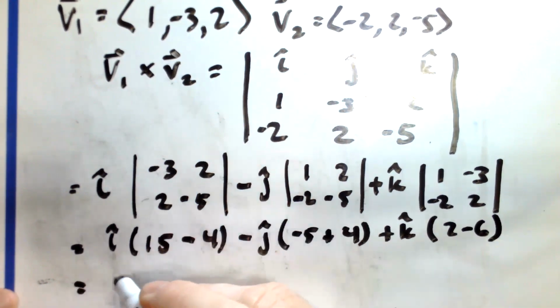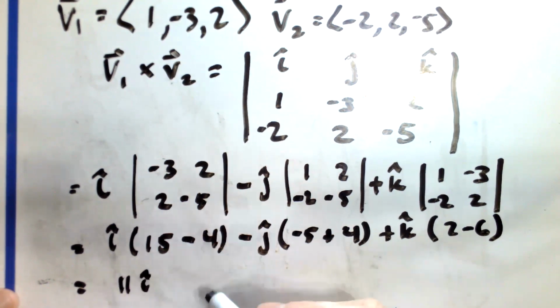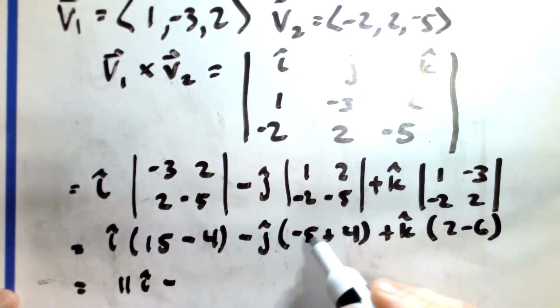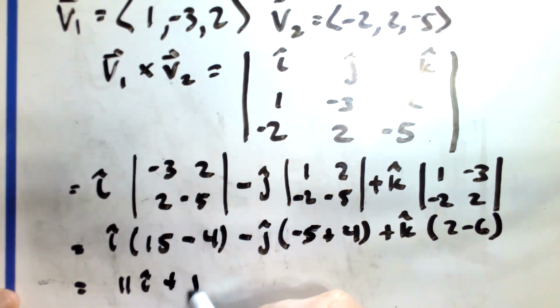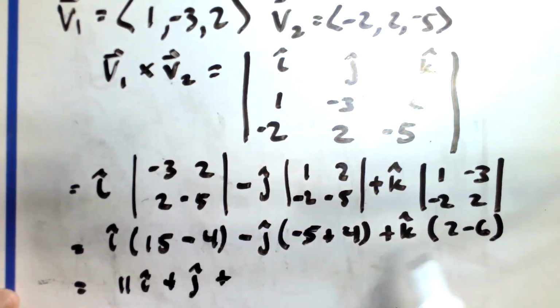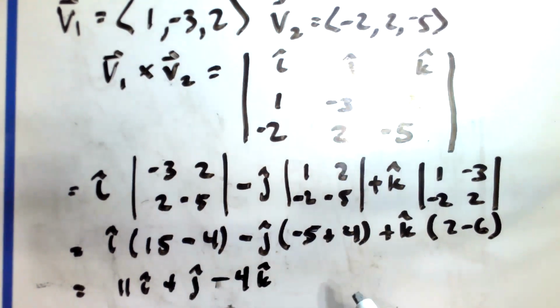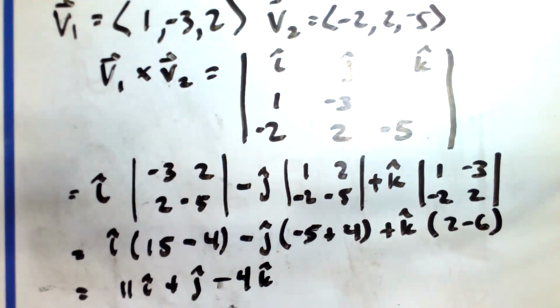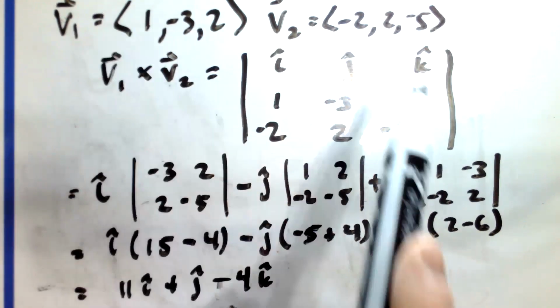So last but not least, then I'm left with, sorry, 15 minus 4 is 11 I hat. Let's see, minus, we have a negative 5 plus 4 is a negative 1. Minus that makes it a plus J hat. And then plus, actually it's going to be minus, we have 2 minus 6, which is negative 4 K hat, which is then, of course, our resulting cross product, which would be the vector that is normal to V1 and V2.